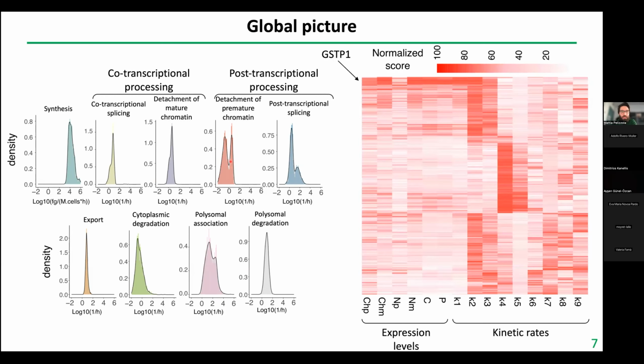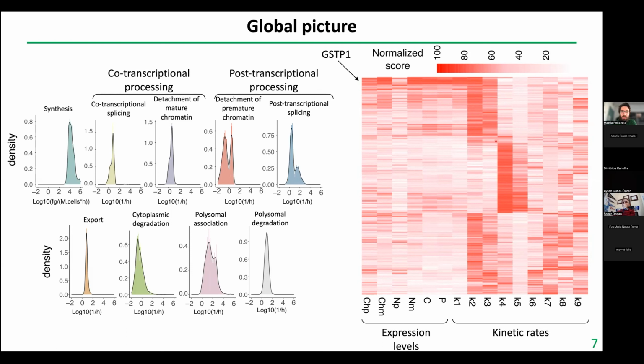This can be appreciated also from this heat map. Here I reported the genes on the rows, while on the columns you have expression levels and kinetic rates. And each quantity is normalized between 0 and 100. So GSTP1 is somewhere here. It is efficiently transcribed and highly expressed in this line. We can see that highly expressed genes require also an efficient synthesis rate and are associated with efficient co-transcriptional processing and inefficient post-transcriptional processing. But this is not always the case.